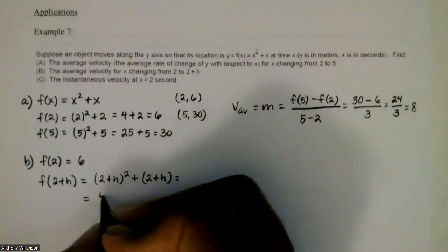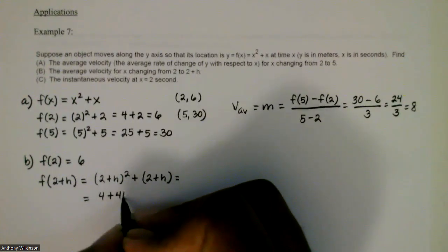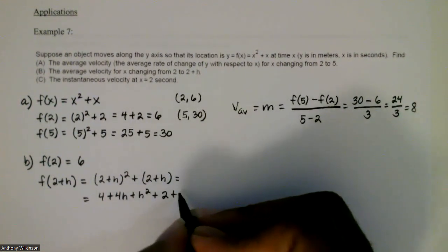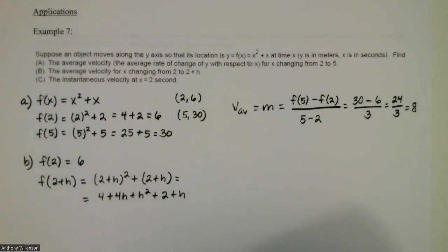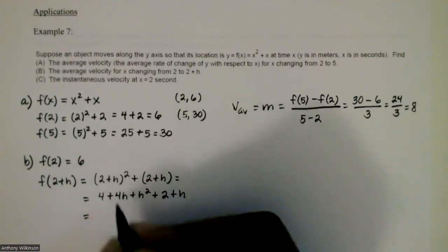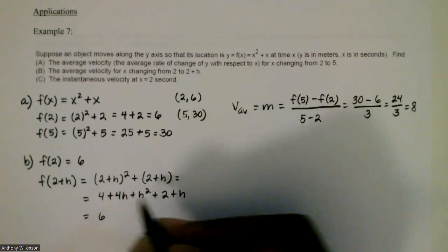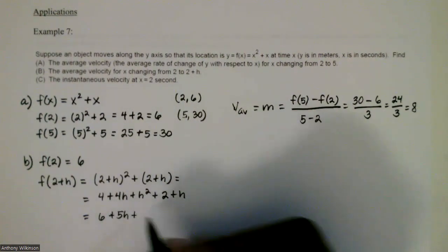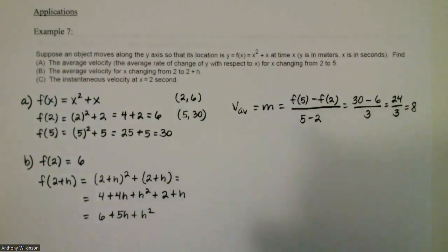This will be 4 plus 4h plus h squared plus 2 plus h. I think I can combine some like terms here. 4 plus 2 will be 6. 4h plus another h will be 5h, plus h squared.